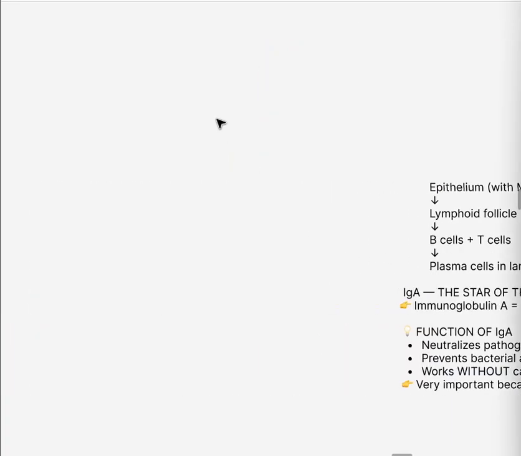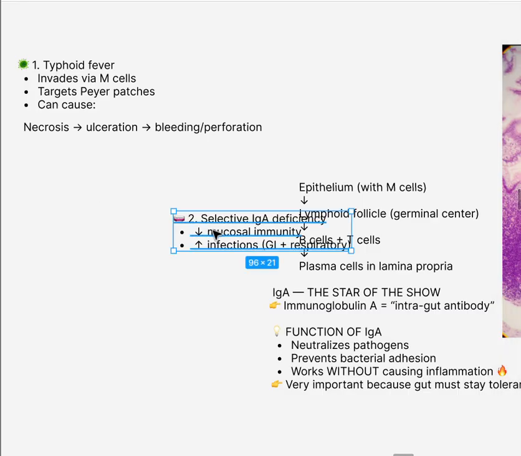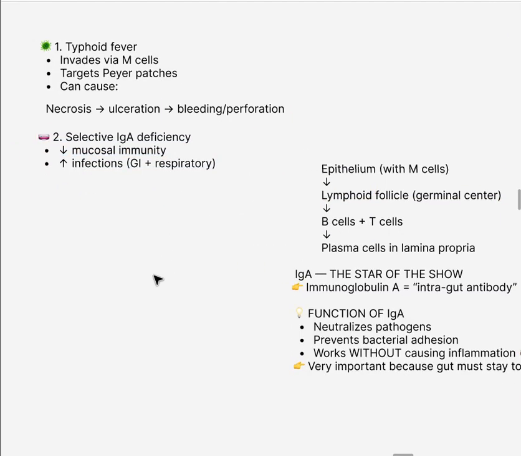Have you ever heard of typhoid fever? Whenever a person gets typhoid fever, it invades via these M cells in the epithelium. It targets the Peyer patches. And what it does is it causes necrosis and ulceration, and that leads to bleeding and perforation. So typhoid bacteria go and attack these M cells mostly. Then sometimes we have a selective IgA deficiency, and that leads to decreased mucosal immunity and increased infections of the GI and respiratory areas. And then there's Crohn's disease.